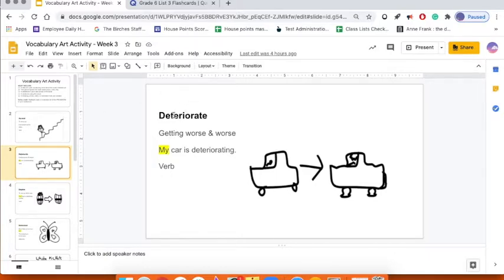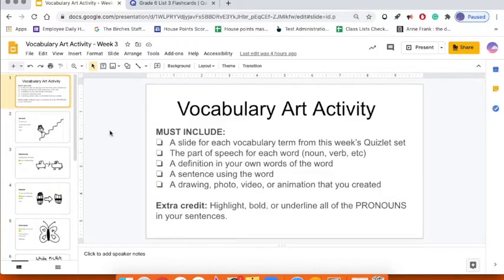Again, deteriorate: we've got the word, our definition, our sentence with the pronoun my, 'My car is deteriorating.' And then they've got a car deteriorating and the part of speech. So this is what I can expect from you on your vocabulary art activity.